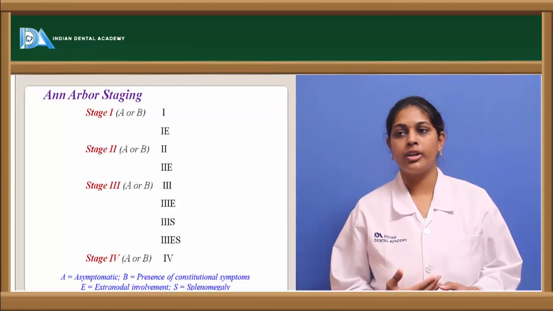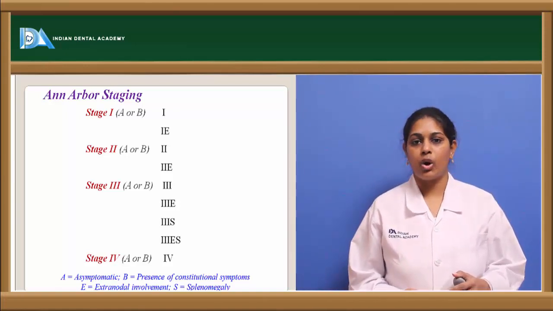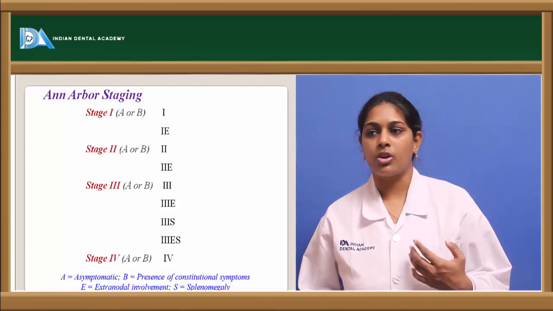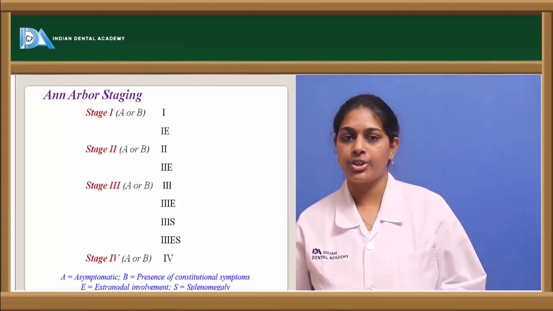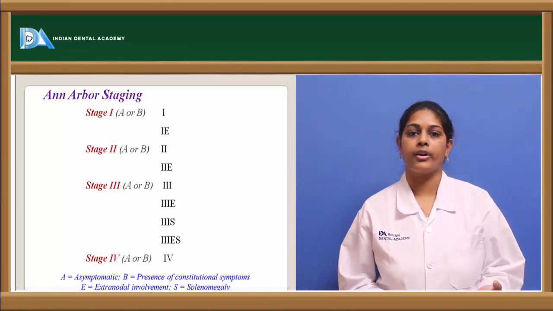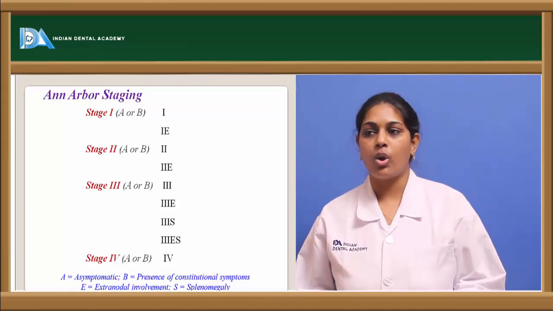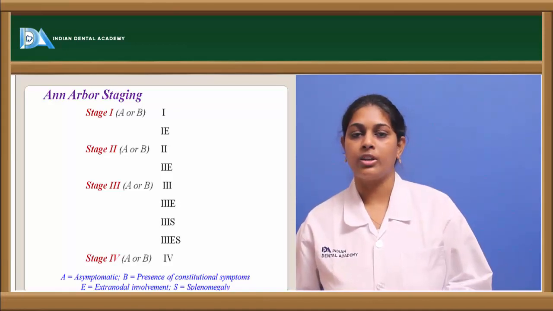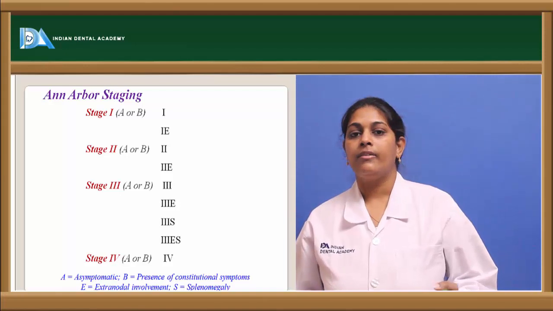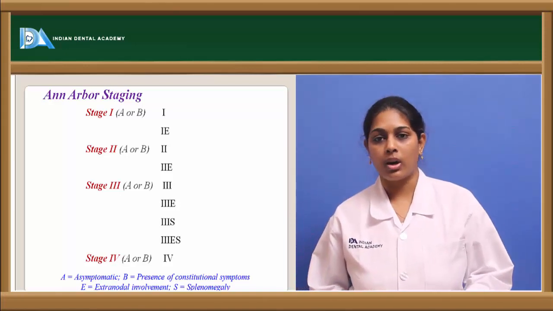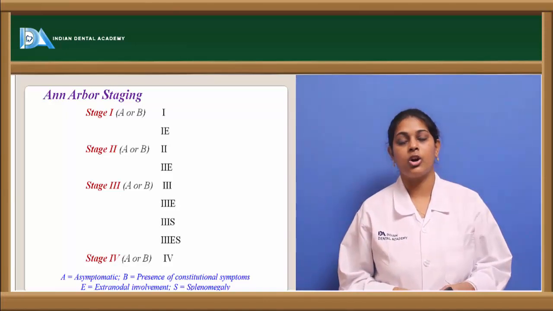Coming to stage 2, we see involvement of 2 or more lymph node regions, whereas in stage 2E, we also see localized contiguous involvement of an extranodal organ or site. Coming to stage 3, usually we see involvement of lymph nodes on both sides of the diaphragm, whereas in stage 3E, we see localized contiguous involvement of an extranodal organ or site.